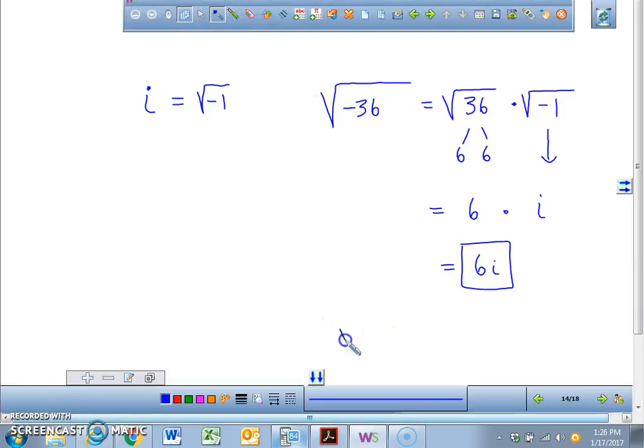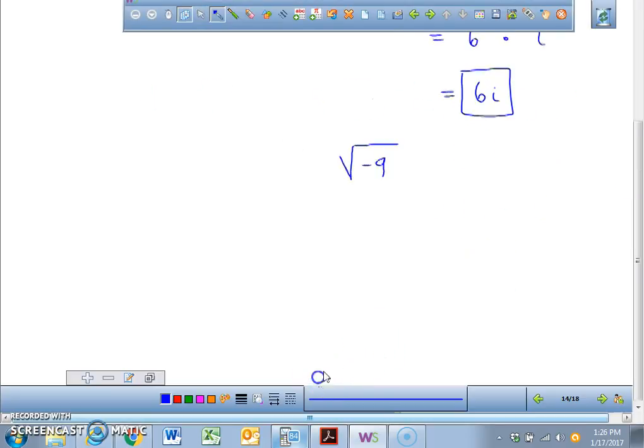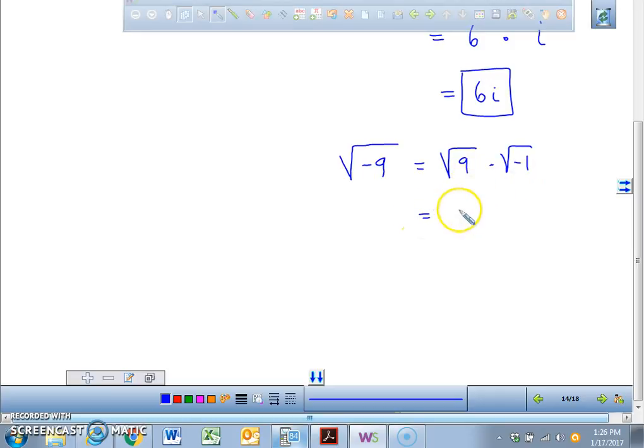All right, so let's say you had the square root of -9. That becomes the square root of 9 times the square root of -1. What is the square root of 9? 3. What do we now know the square root of -1 is equal to? I. So therefore our answer is simply 3 times I. Not too bad, huh? Okay. Shall we do one more and see if you guys get the concept?